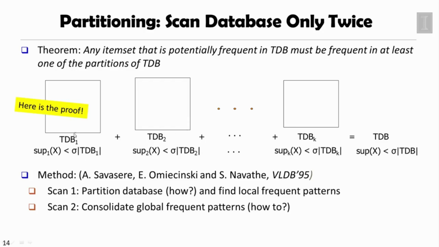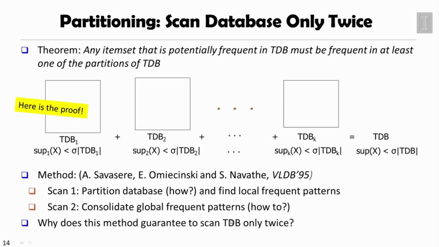Since any frequent item set must be frequent in at least one of these K partitions, the candidate sets which are frequent in any one of them will be a global candidate item set. Then in the second scan, you just count against each partition the counts of the global candidate sets. Then you add them together, and you will be able to derive global frequent patterns. That's why this method is guaranteed to scan the database only twice. So this is pretty interesting.